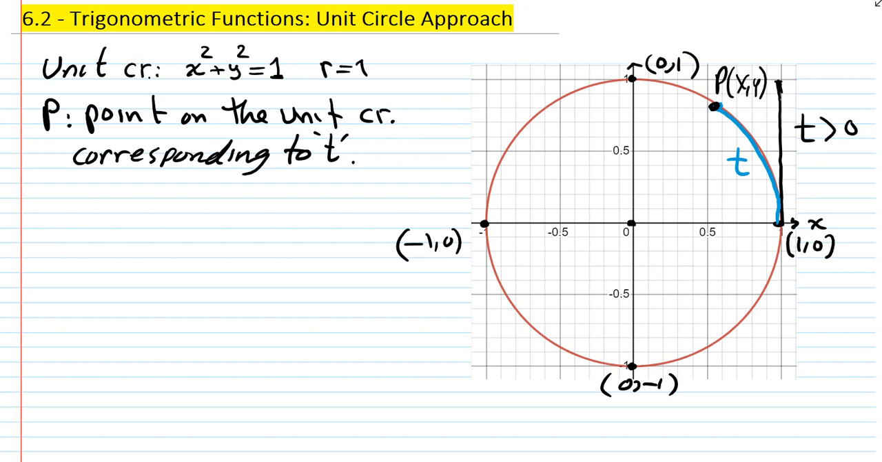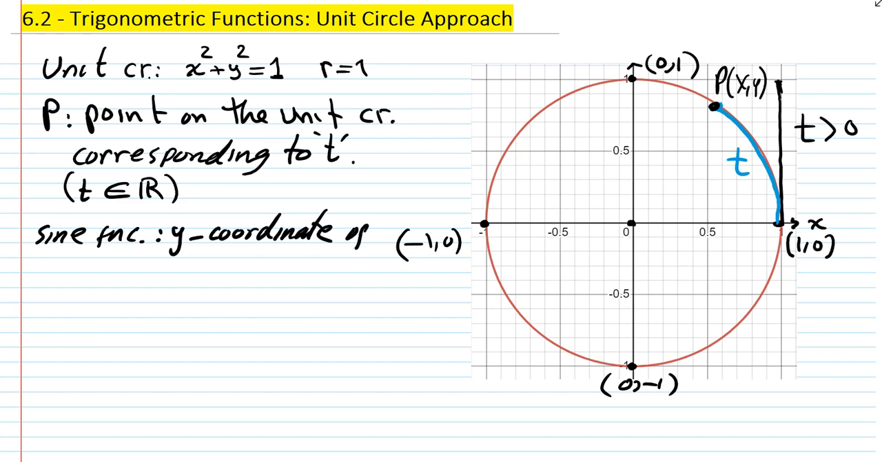Notice again, there are no angles here. I haven't formed any angle theta here. Now, t here, by the way, is a real number. t is an element of the set of real numbers. It could be positive, negative, 0, whatever. Now, we can define these functions. We're going to define the sine function to be the y coordinate of that point P. We're going to define the cosine function to be the x coordinate of point P.